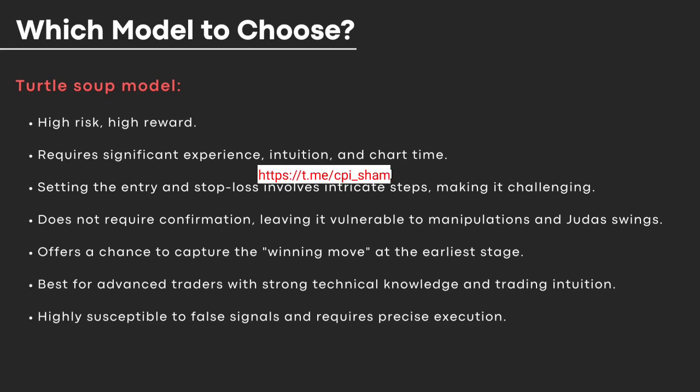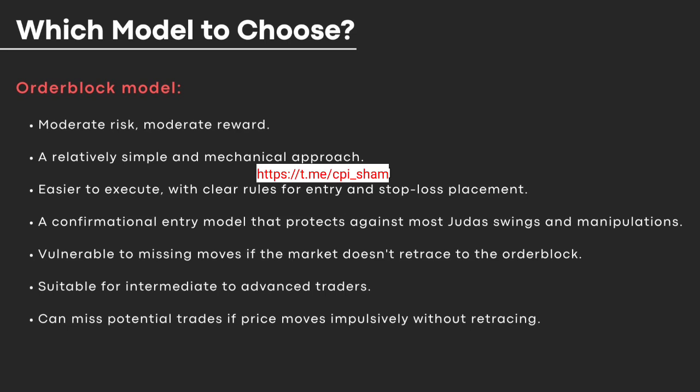Now, let's move on to the next slide. Right here in this slide, let's talk about the order block model. Now, if the Turtle Soup model felt a bit too high risk and aggressive, then the order block model might be the perfect alternative for you, because it's all about taking a confirmational approach, right? And that confirmational approach offers you moderate risk and reward while also protecting you from common pitfalls like false signals and false entries.